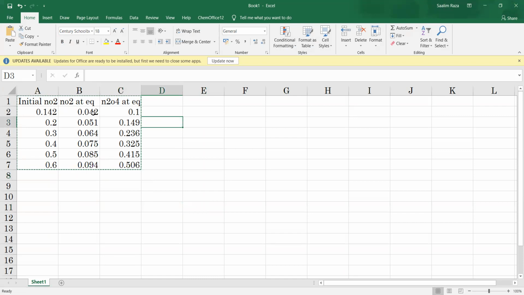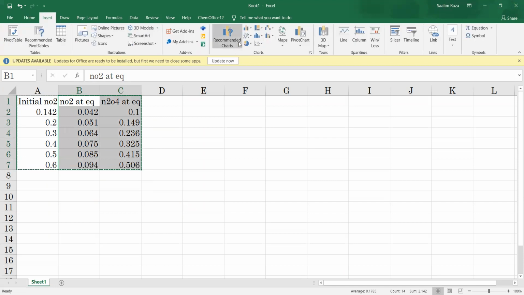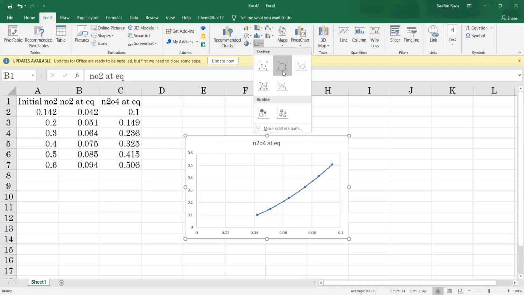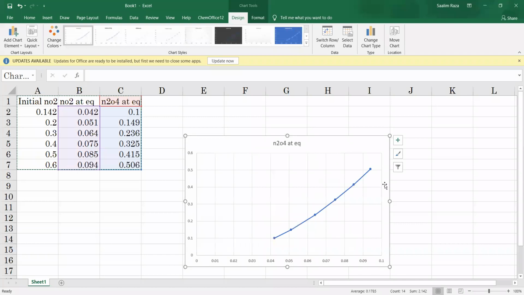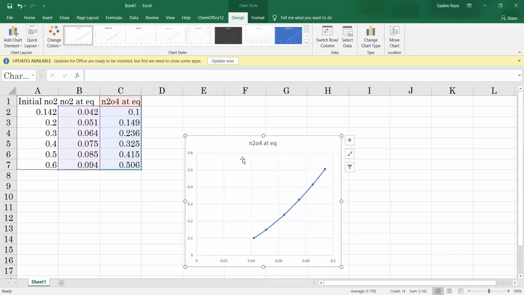So we now want to see what is the relationship between these two things. What is the relationship between the concentration of NO2 and the concentration of N2O4 at equilibrium? One thing I can do is plot this, so let me plot it and see. You can see there is some kind of trend. It is not a straight line. Yeah, it's an upward trend.